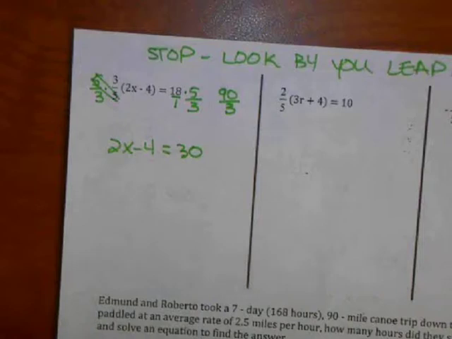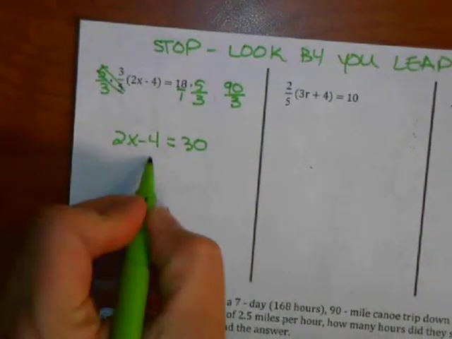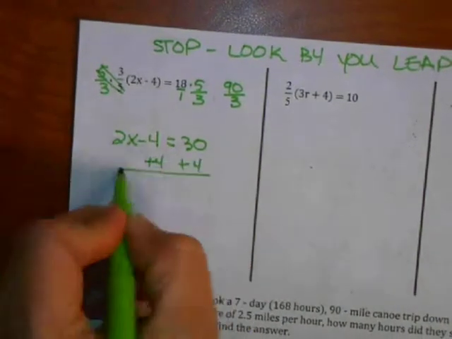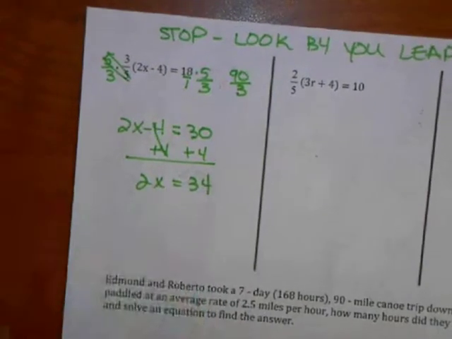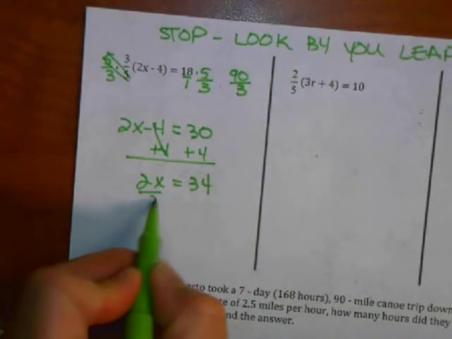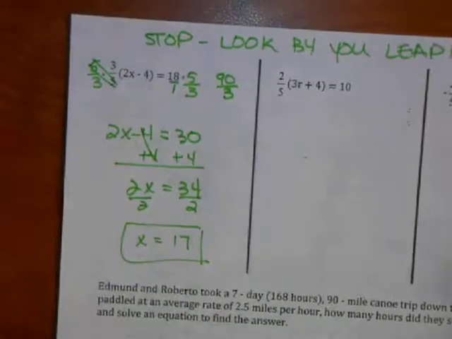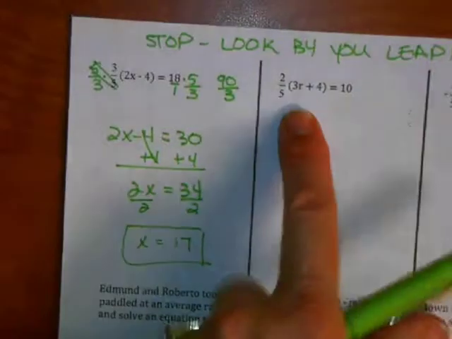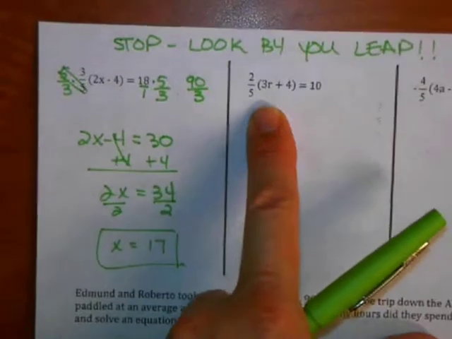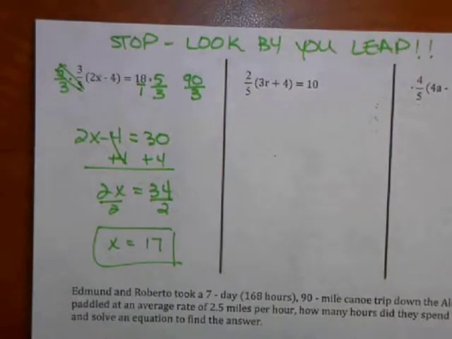So before you jump in, just look and see what's my best method here. Add 4 to both sides. 2x equals 34. Divide by 2, and x equals 17. Okay? All right, do this one on your own. Same method. Get rid of that fraction first.